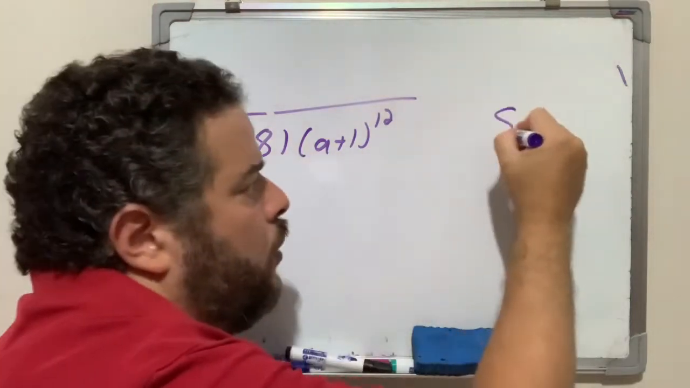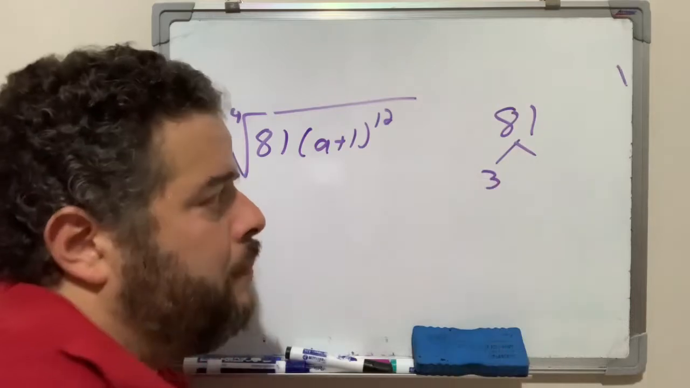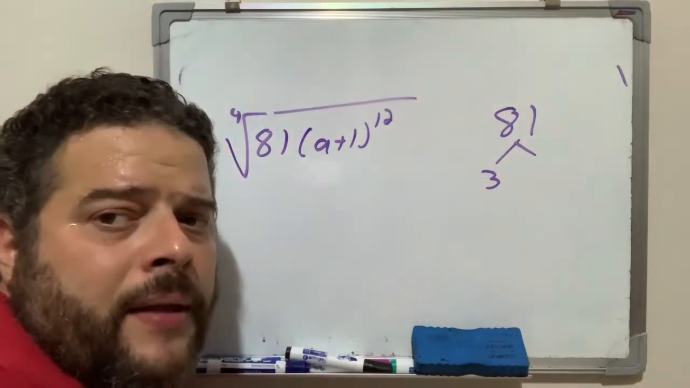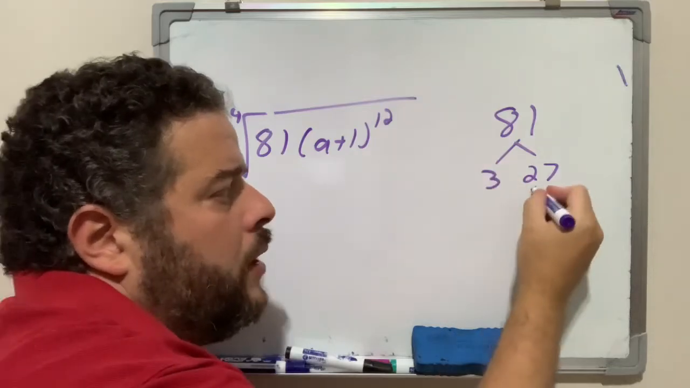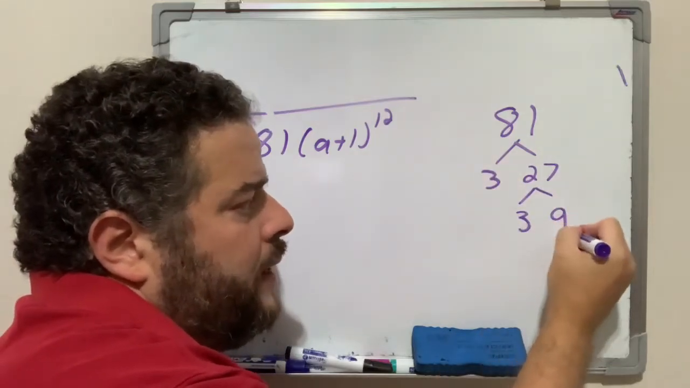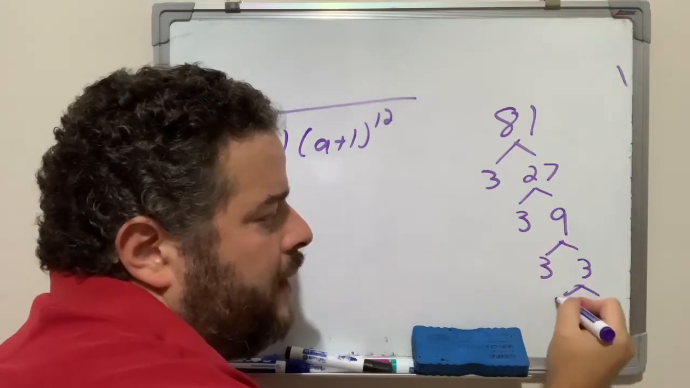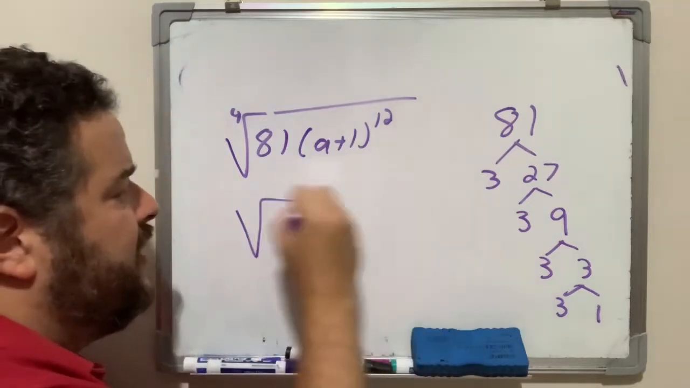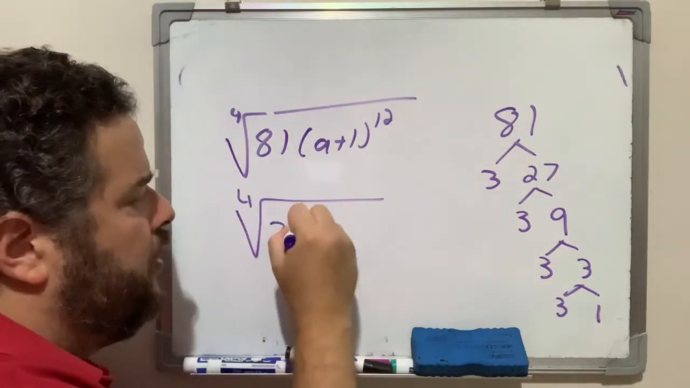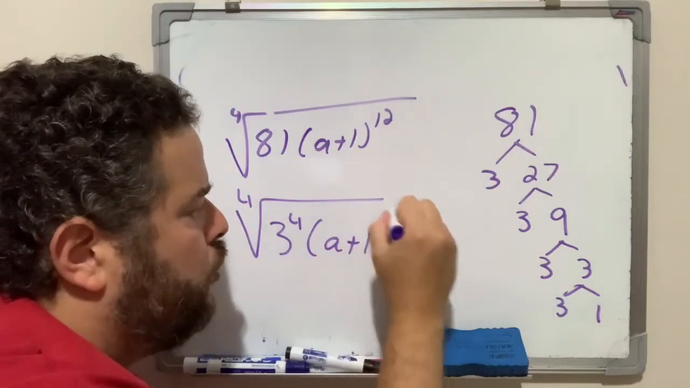So again, the 81, I can't divide it by 2, but I can definitely divide it by 3. When you divide by 3, the answer is 27. 27 times 3 is 81. This can be divided by 3, 9. The 9 can be divided by 3, 3. And the 3 can be divided by 3, 1. So pretty much 81 is the exact same thing as 3 to the 4th power. And I also have a plus 1 to the 12th power.